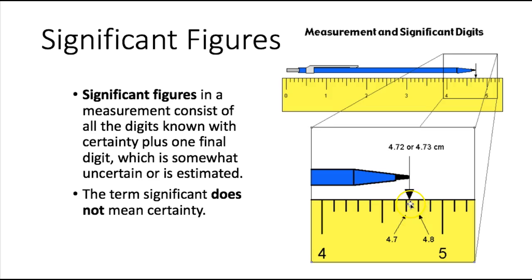But now we need to show where it lies between the 0.7 and the 0.8. So we would say our measurement is 4.72 or 4.73 centimeters. And those 3 digits would be significant.